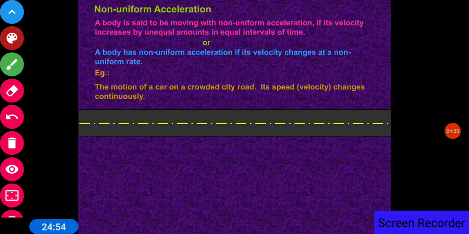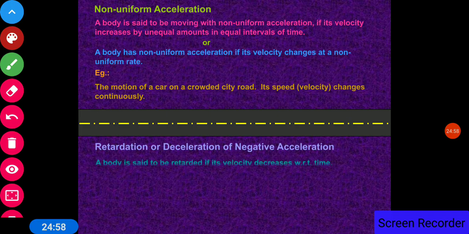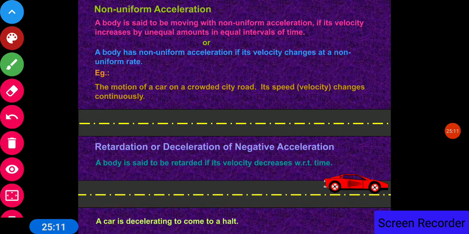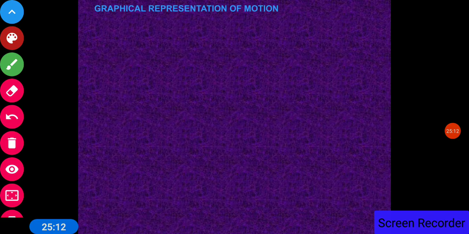Here you can see it with the example. Retardation or deceleration, or negative acceleration: a body is said to be retarded if its velocity decreases with respect to time. So velocity is decreasing, and the car is decelerating to come to a halt.